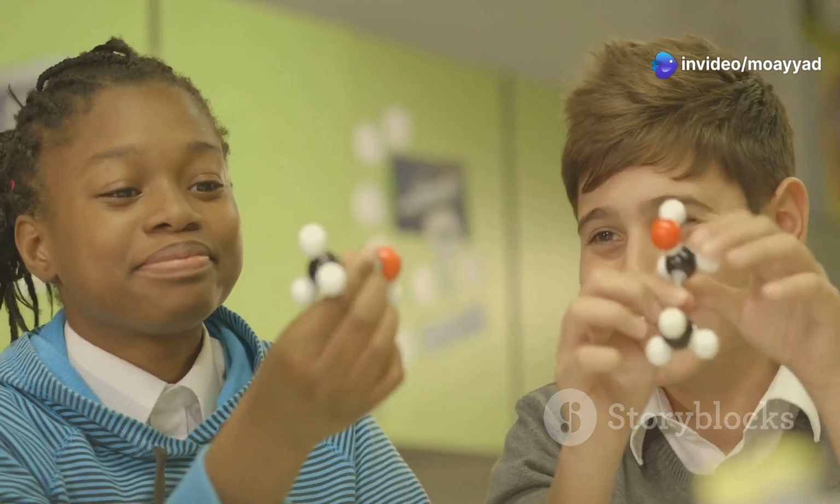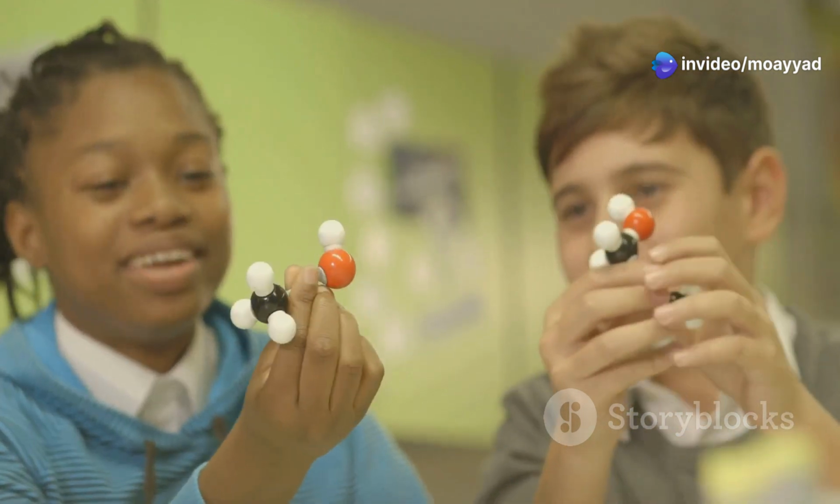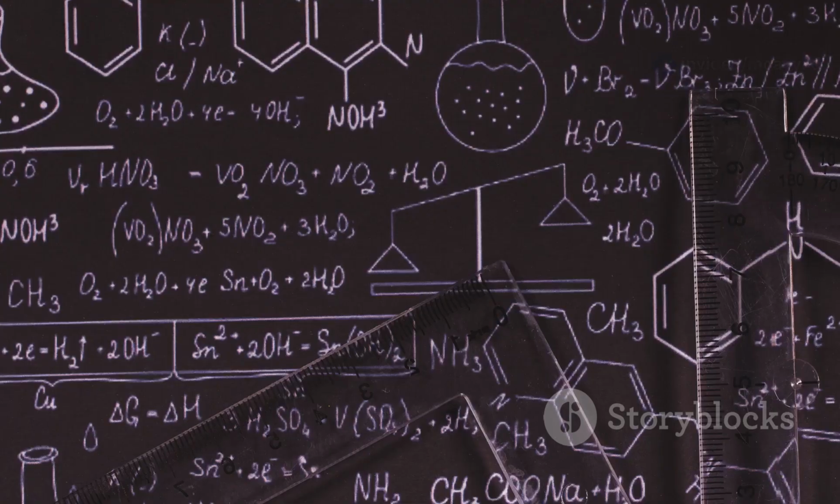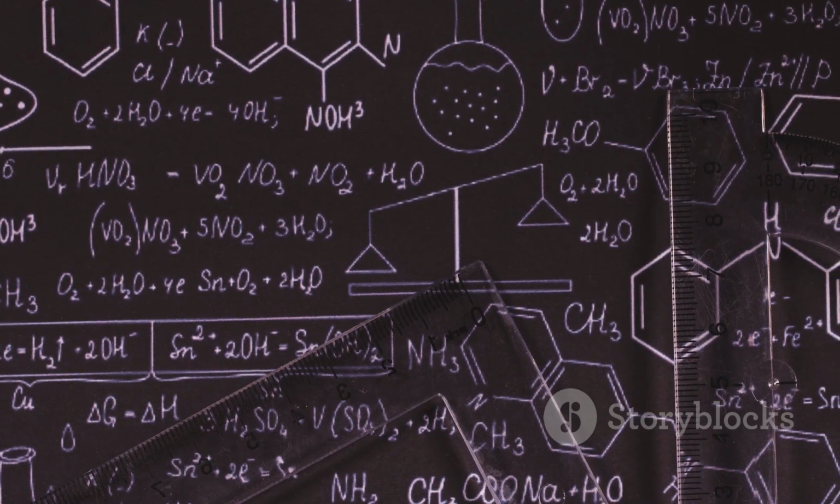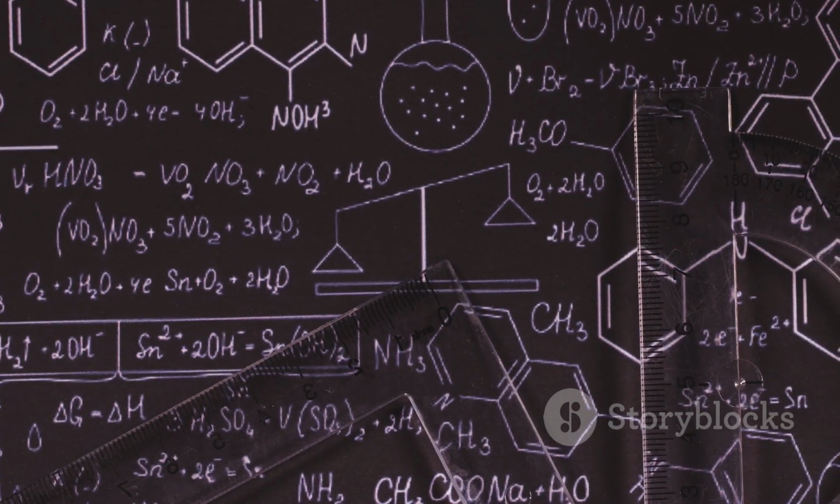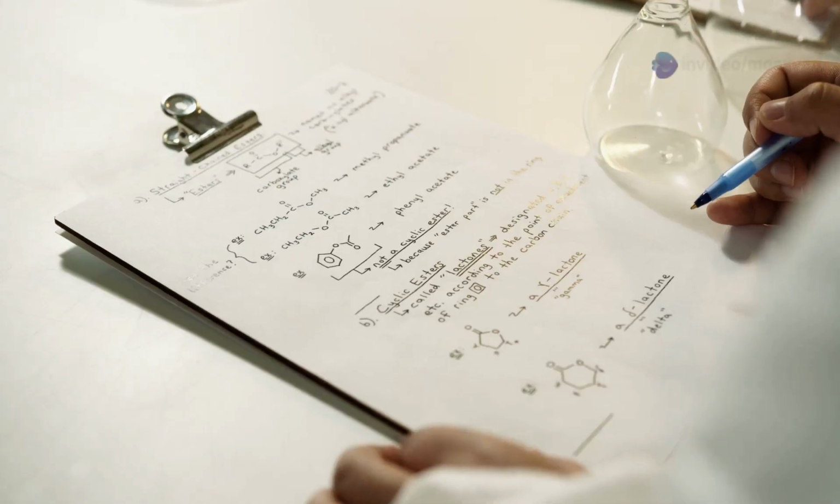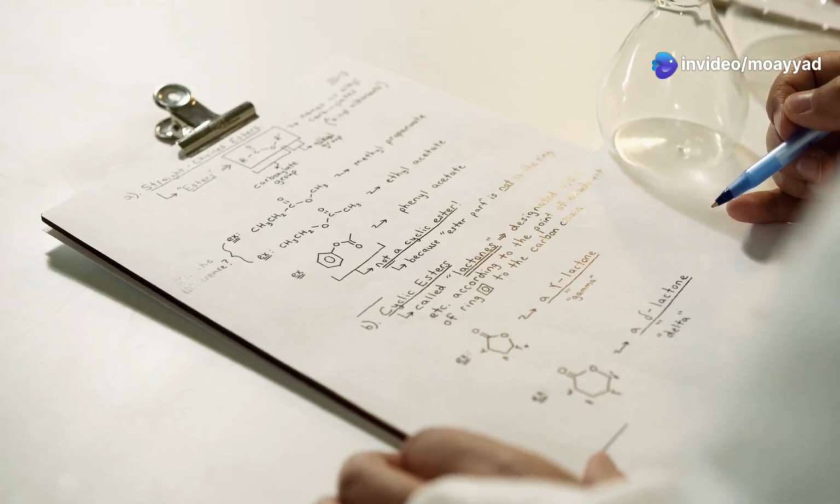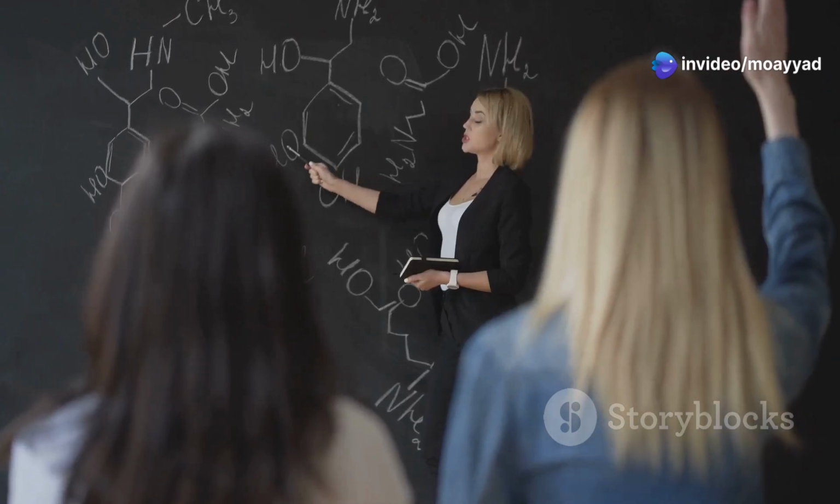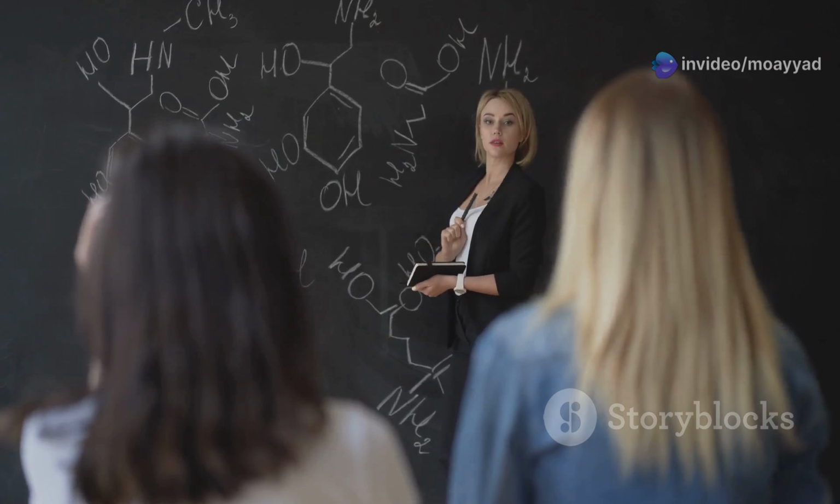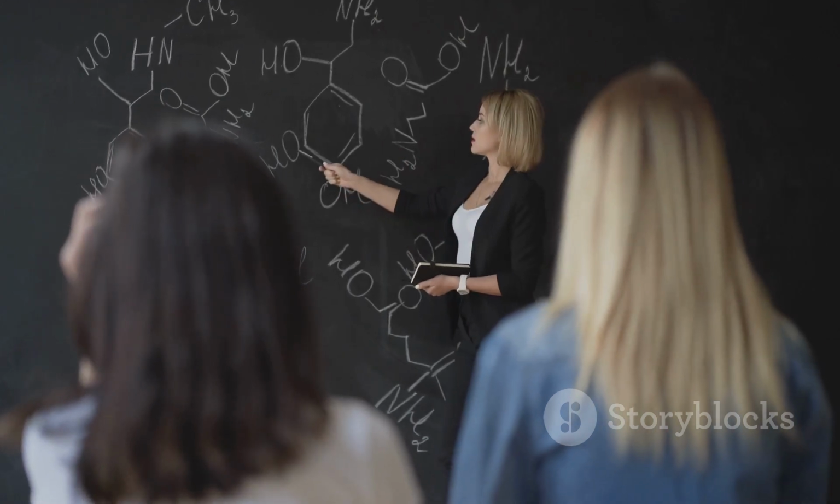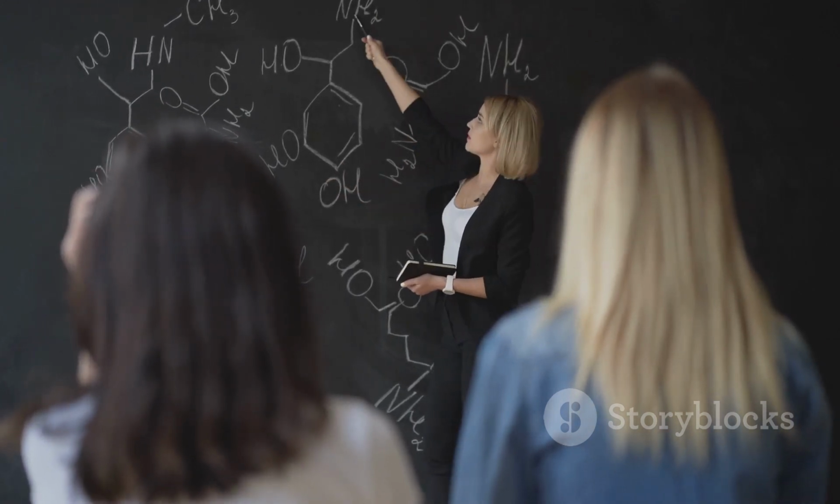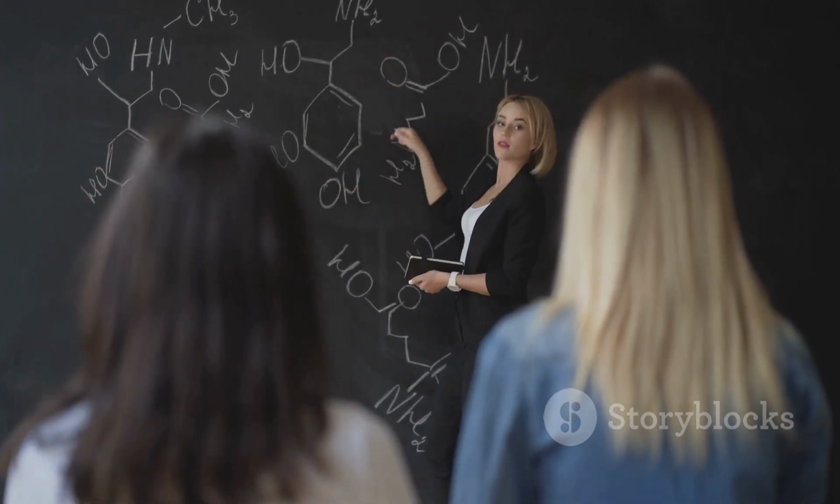A mole is just a unit of measurement for chemical substances, like a dozen eggs. Finally, we divide the number of moles of each element by the smallest number of moles to get the mole ratio. This ratio gives us the subscripts for the empirical formula. For example, if we find that the mole ratio of potassium to chlorine to oxygen is 1 to 1 to 3, then the empirical formula of potassium chlorate is KClO3.